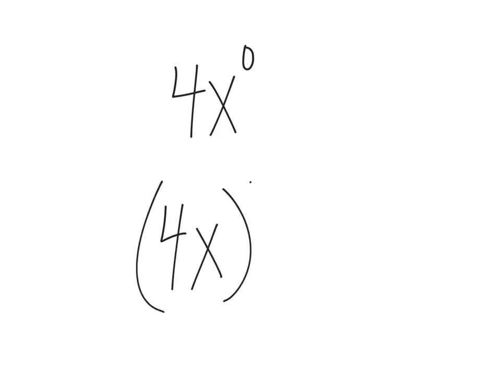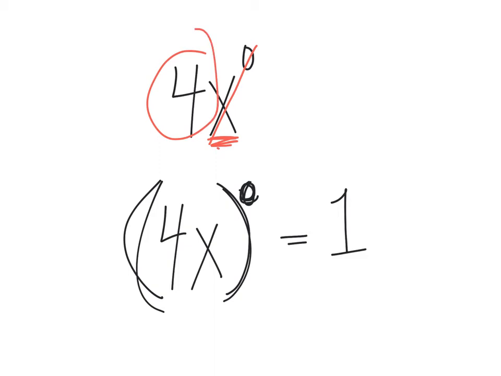Just to look at a couple examples, if I have 4 times x to the 0 power versus 4x all to the 0 power, only one of these is going to be equal to 1. The second one is equal to 1 because the whole thing has parentheses around it, and so the whole thing is raised to the 0 power, so our final answer needs to be 1. For the top one, only x to the 0 is equal to 1, but the 4 remains. So 4 times x to the 0 is actually equal to 4.